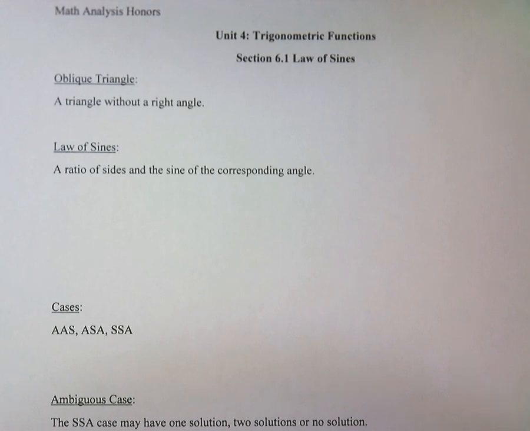This is section 6.1, Law of Sines in Unit 4, Trigonometric Functions. In this section, we're going to study the law of sines, and the law of sines is used for an oblique triangle. An oblique triangle just means it doesn't have any right angles. This will work for triangles with right angles, but right triangle trigonometry does not.